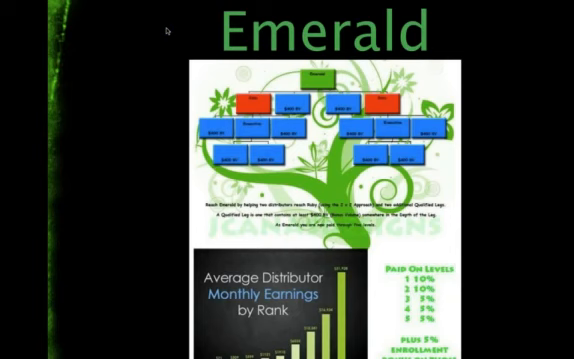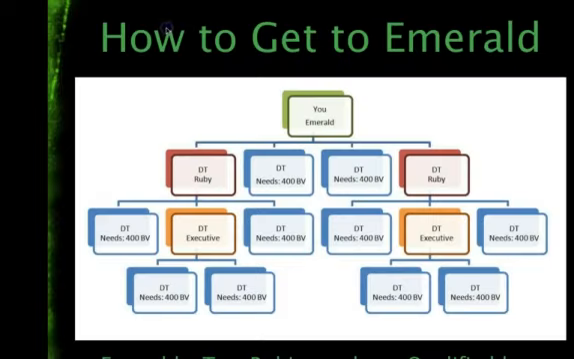Our next step is Emerald, and I'm not going to go into too much detail about Emerald because we just learned how to make a Ruby, and we know what a qualified leg is. So all an Emerald is 2 Rubies and 2 qualified legs.